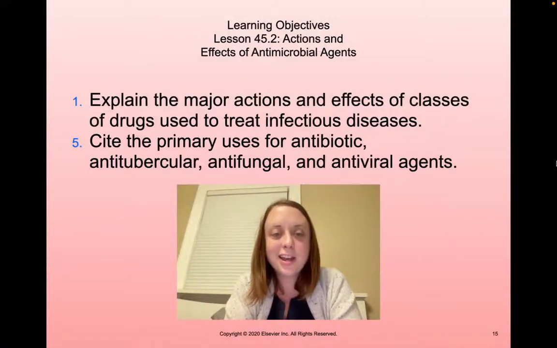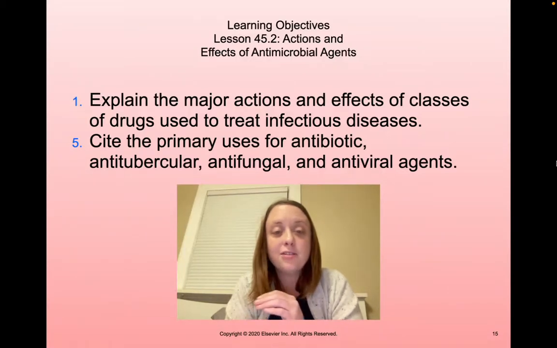We're going to finish up today looking at a whole bunch of different classes of drugs. By the end of this, you guys are going to be able to explain all the major actions and the effects of the different classes used to treat infectious diseases and cite the primary uses for antibiotics, antitubercular, antifungal, and antiviral agents.